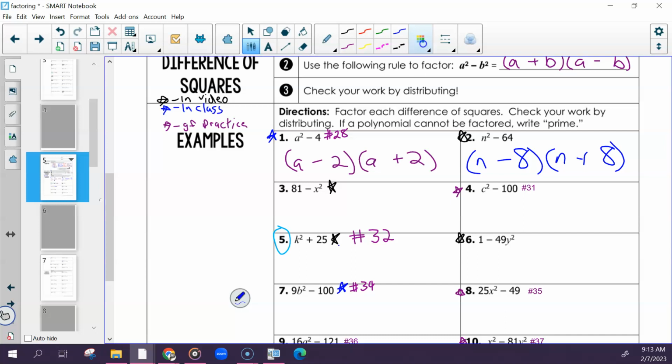Okay. 3 is a little different because the order has been switched. That doesn't matter. You're still doing the same thing. Is 81 a perfect square? Yes. So now, whatever order your original is, put that same order in your factors. So what times what will give you 81? 9 times 9. So then we have plus and minus x.